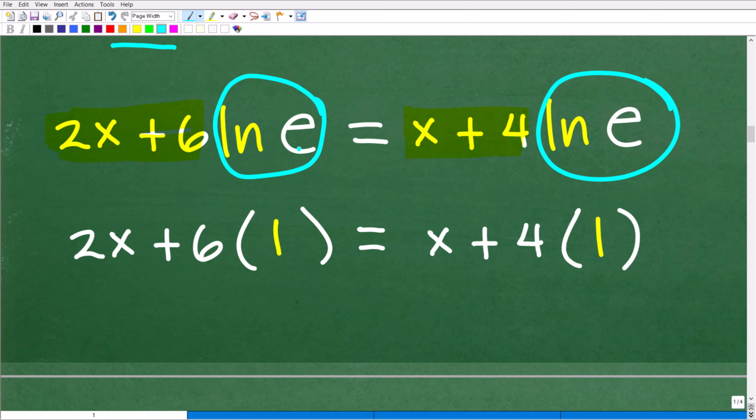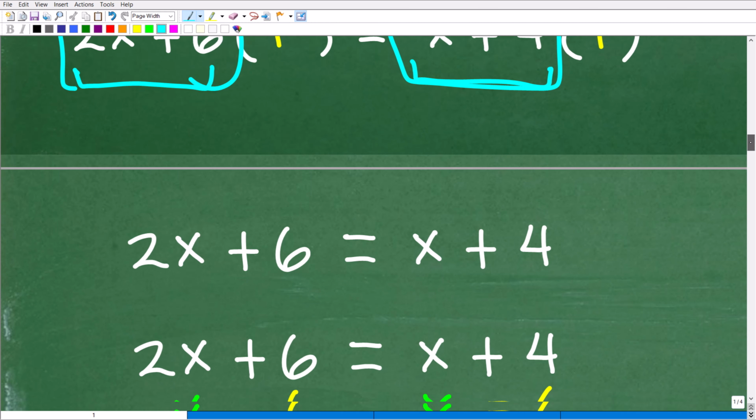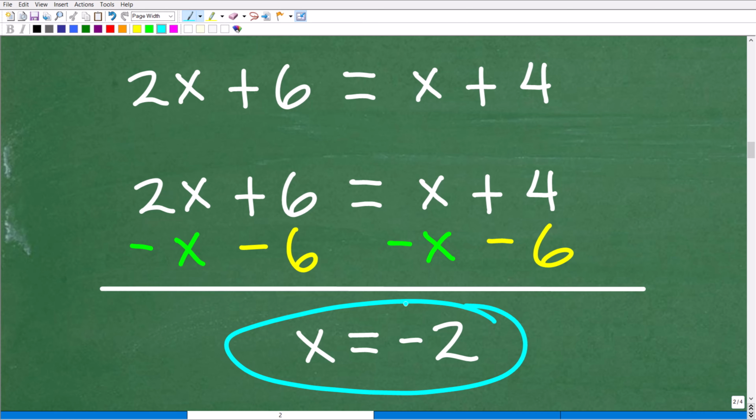But anyways, let's take a look at the rest of the equation. So ln e is just 1. So we're left with 1 times this 2x plus 6 and 1 times this x plus 4. Really, we have a basic linear equation: 2x plus 6 is equal to x plus 4. So all we need to do is solve for x. I'll subtract 6 from both sides and subtract x from both sides of the equation. You can see the basic algebra work right there, and we get x is equal to -2, which of course is the right answer.